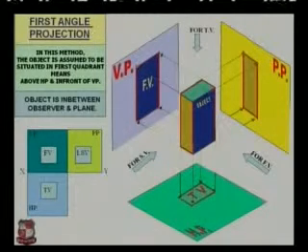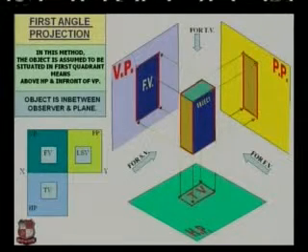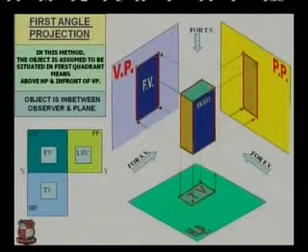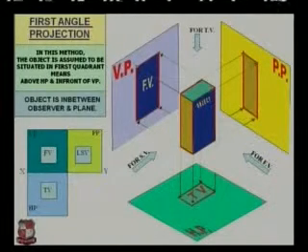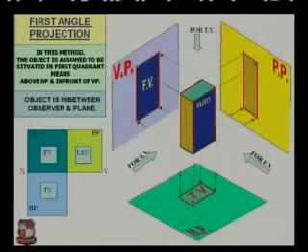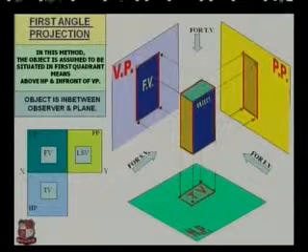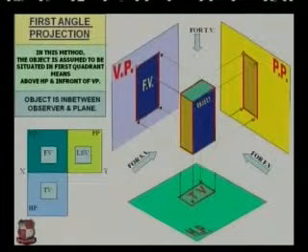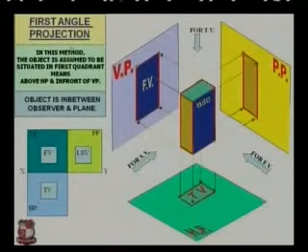On the vertical plane, the projection of the front view is to be taken. On the horizontal plane, the projection of the top view is to be taken, and on the profile plane, the projection of the side view, whether it is the left hand side or right hand side, which depends on the position of the profile plane, is to be taken. So this is the format to draw the orthographic projection in the case of the first angle projection method, that we have to remember.